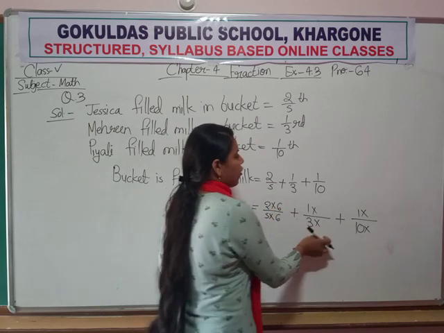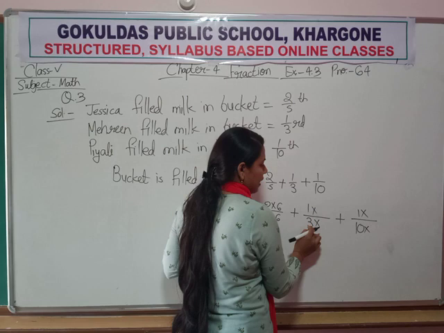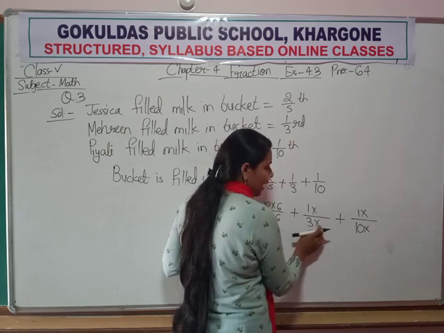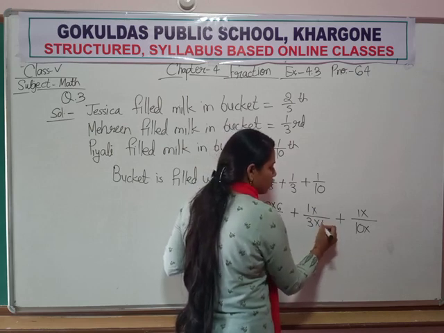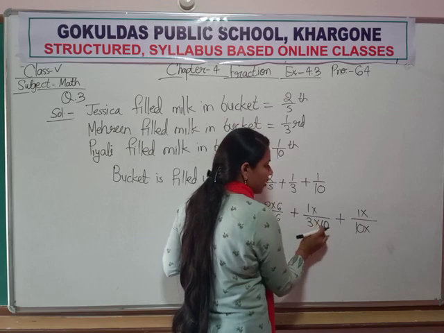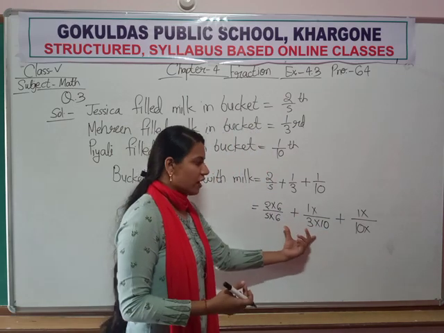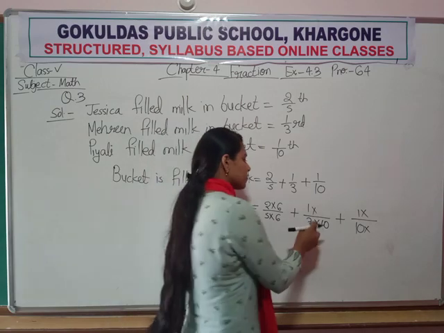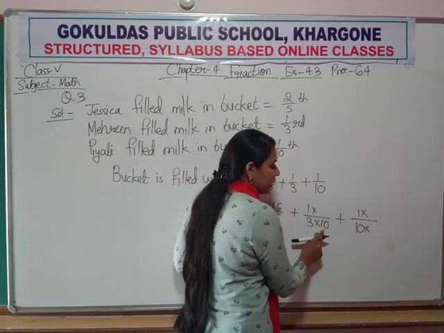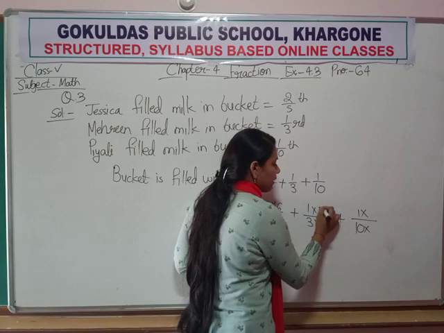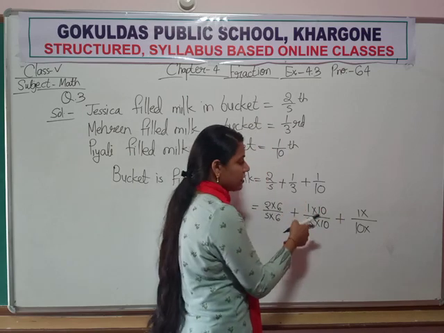Now come to the next fraction. Here to make 30, what should I multiply with 3? I should multiply by 10. 3 into 10 gives me 30. 5 into 6 gives me 30. The two fractions will be the same, right? If I am multiplying 10 in the denominator, I need to multiply 10 in the numerator also, with the same number.